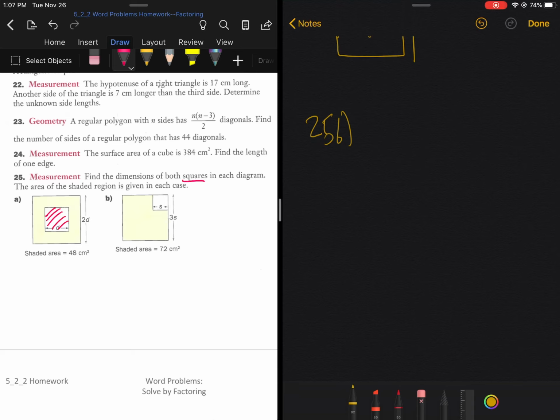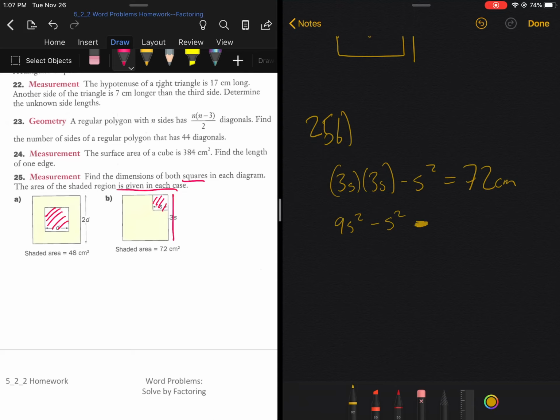25B. Okay, the full region, we're going to do the same thing again. By the way, do you see how this is a difference of squares? Because we have a full square, and we're taking away a second square, so it's going to be a difference of squares type scenario. That I already know. Okay, so what's the full thing? The full thing is 3s squared. 3s times 3s, or 9s squared, minus s squared equals 72 centimeters.